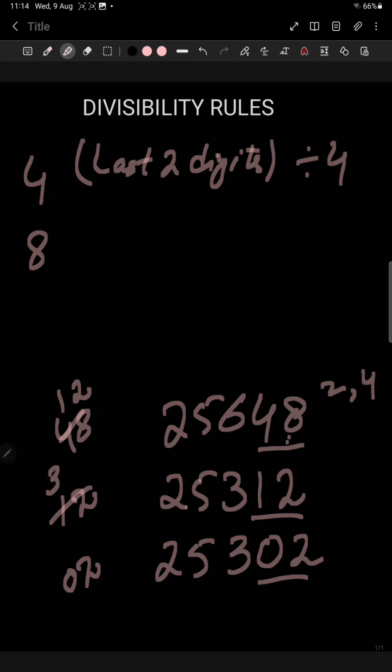The second number, 25,312, this is divisible by 2 as well as divisible by 4, so this is also divisible by 8. The last one, this is divisible by 2 but not divisible by 4, so this is not divisible by 8. So the divisibility rule of 8 is the number must be divisible by 2 and 4.